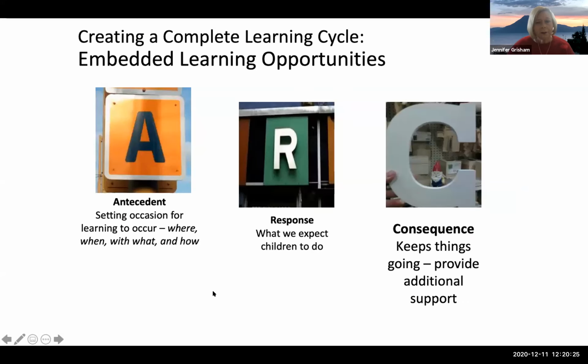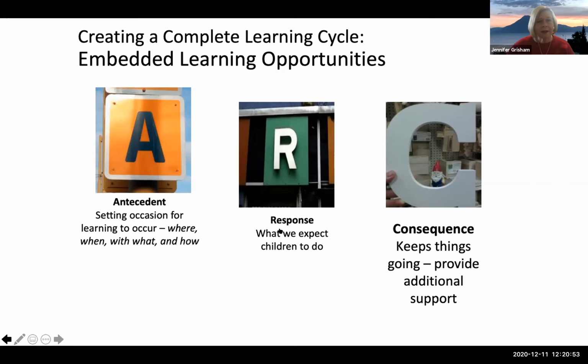And so in order to do that, we had to teach them about the parts of what an embedded learning opportunity is, and we had to help them develop intervention plans to do that. So if I am to break apart an embedded learning opportunity, it has 3 pieces to it. It has the antecedent, which is everything that we do to set up the occasion for the child to learn.